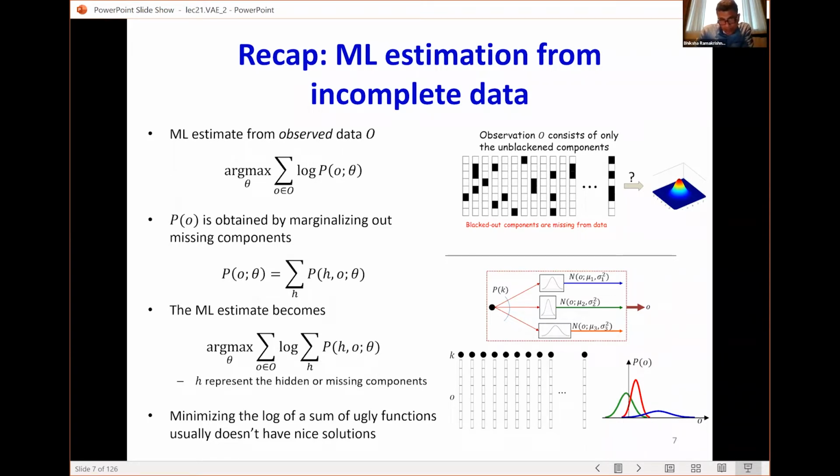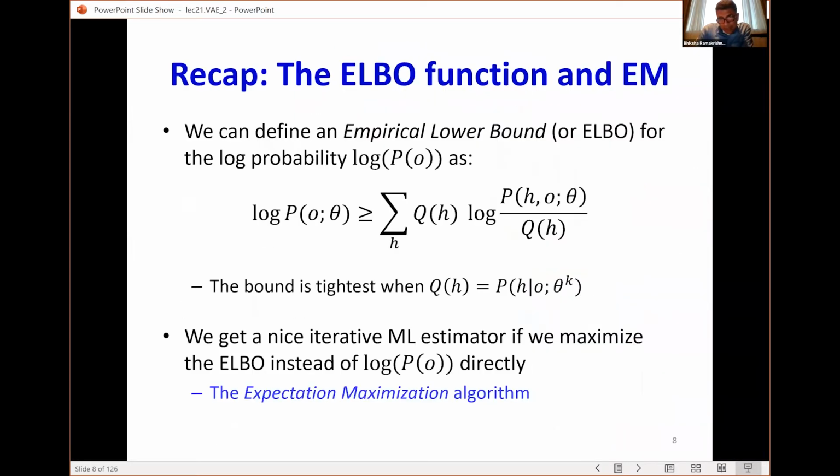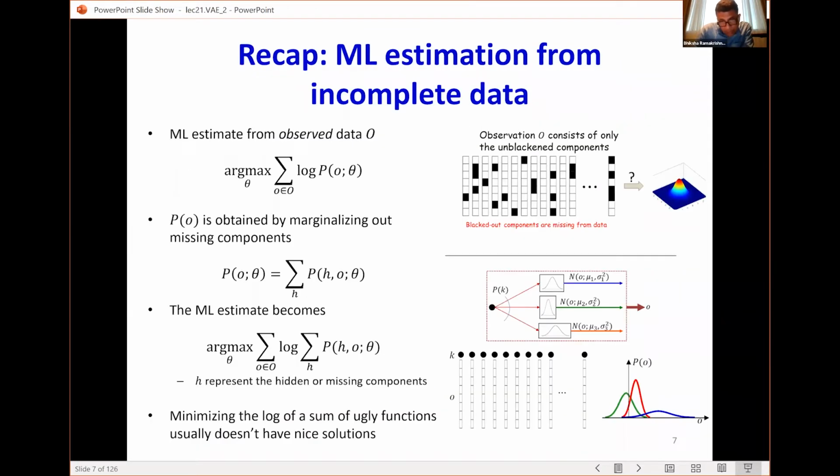And so maximizing this means you want to maximize the log of a sum of ugly functions, and this usually doesn't have nice solutions. So in many of these settings, it's not so hard to optimize log of P of H comma O.